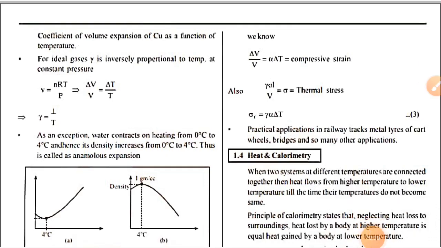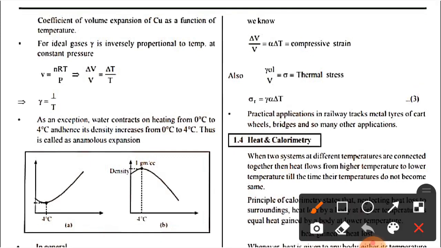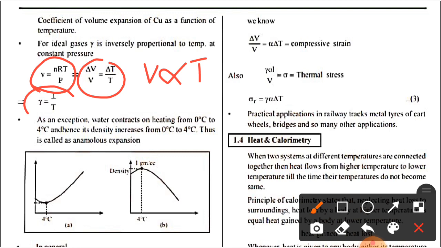So as we can see, that is the coefficient of volume expansion of copper as a function of temperature, right? Earlier we discussed the ideal gas equation, which is V is equal to nRT by P. The actual equation is PV is equal to nRT. So here volume is directly proportional to temperature. That's why we can write delta V upon V is equal to delta T upon T. So by that formula, gamma is equal to 1 upon T.